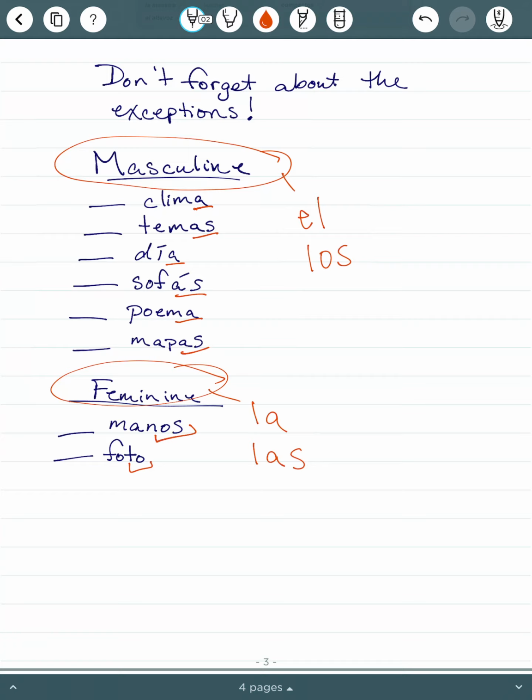So clima, it's singular, no S there. It will be el. Temas has an S, so it's plural, los. No S on dia, el. Sofás has an S, it's plural, los. Poema, no S, el. Mapas, it's plural, los. And then manos, same thing, la or las. There's an S there, so it will be las. Photo, no S, so it is la.